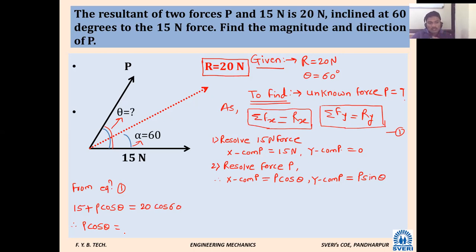Calculate 20 cos 60 minus 15. Tell me how much it is. Minus 5. What is the value of cos 60? Is it half? Yes, sir, half. I'll call this equation number 2. Next.